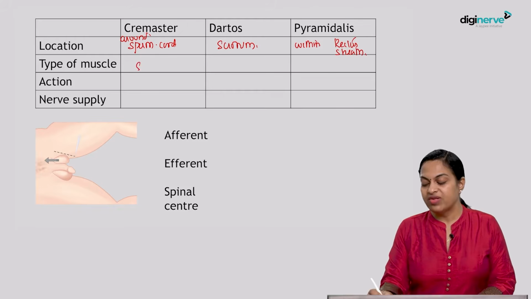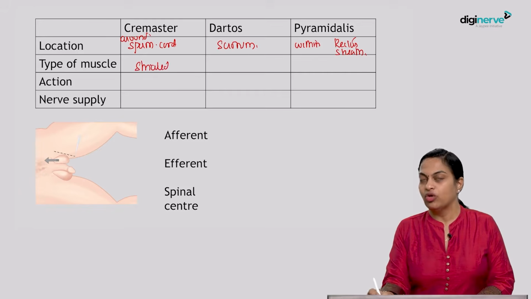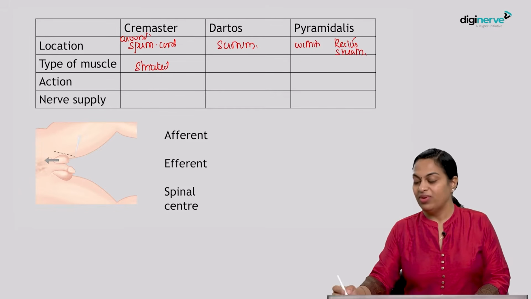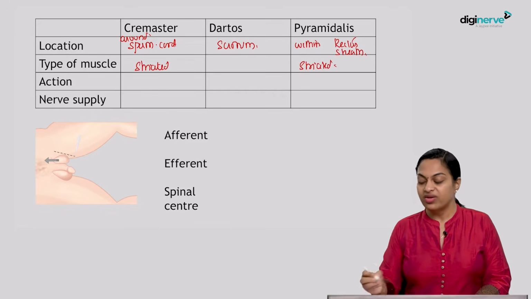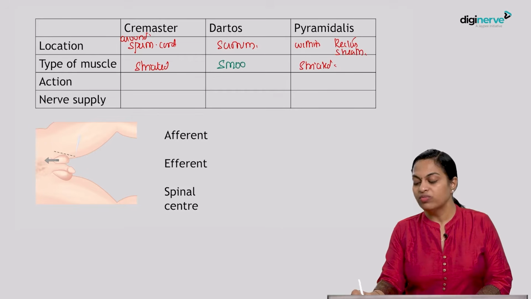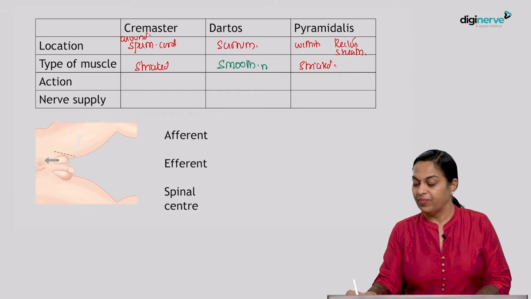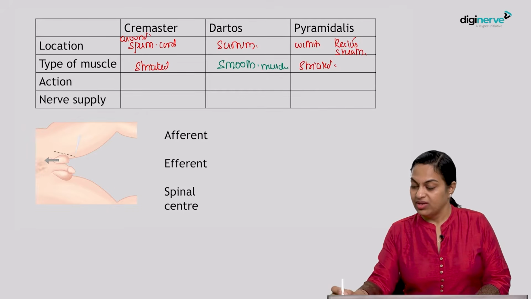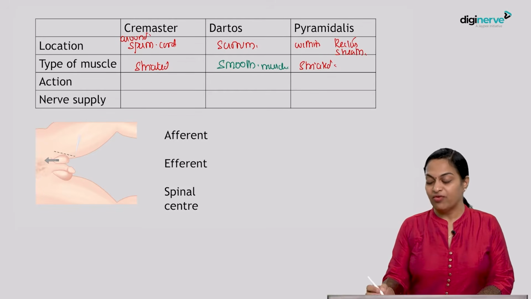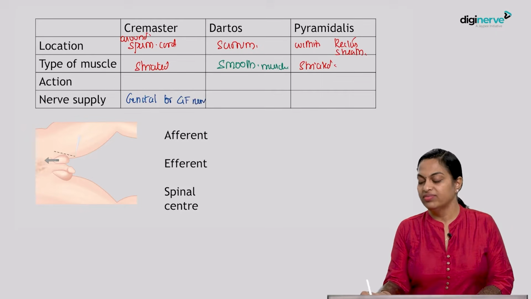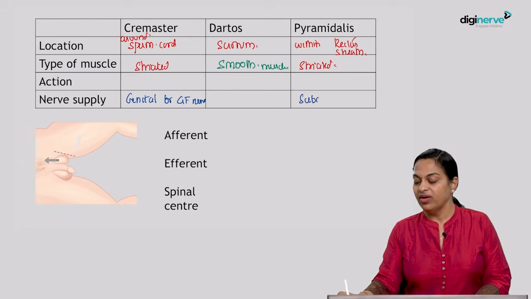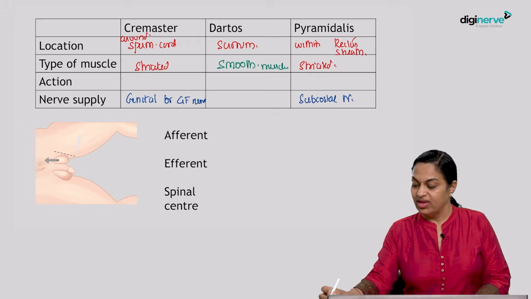This cremaster muscle is a continuation of the internal oblique. Pyramidalis is also a striated muscle, whereas the dartos is a smooth muscle. Nerve supply of the cremaster is coming from the genital branch of the genitofemoral nerve. Pyramidalis is innervated by the subcostal nerve.